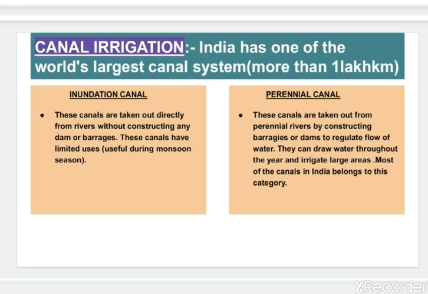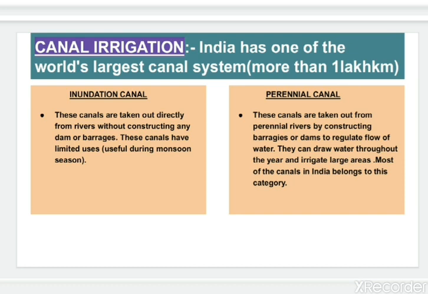Next, we will learn canal irrigation, the second method. India has one of the world's largest canal systems, more than 1 lakh kilometers. There are two types of canals in India. One is the inundation canal, another one is the perennial canal. Inundation canals are taken out directly from rivers without constructing any dam or barrages. These canals have limited uses because they are only useful during the monsoon season.